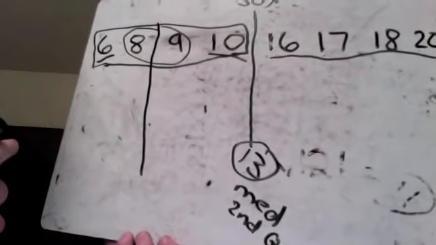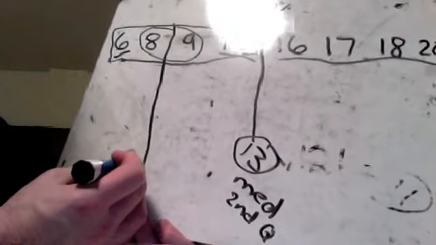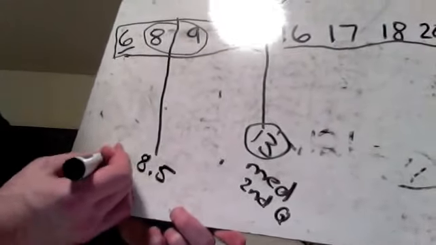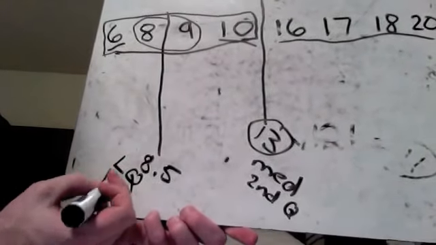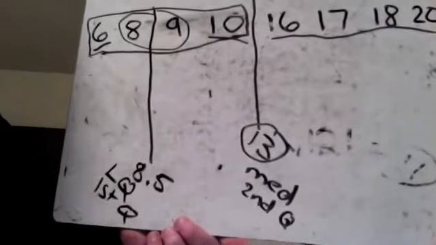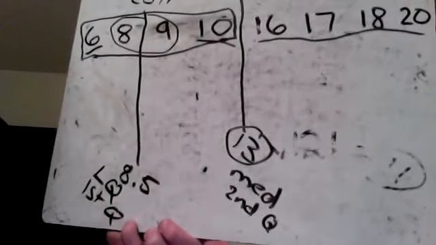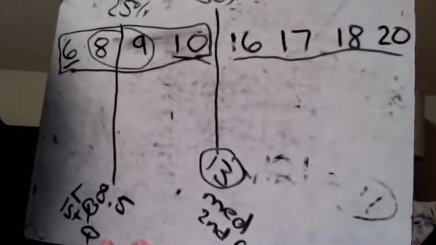Okay, and this one should be easy. The lower quartile between 8 and 9 is going to be 8.5. So this is my, and I'll just put LQ, my lower quartile, which is also called the first quartile, which represents 25%.